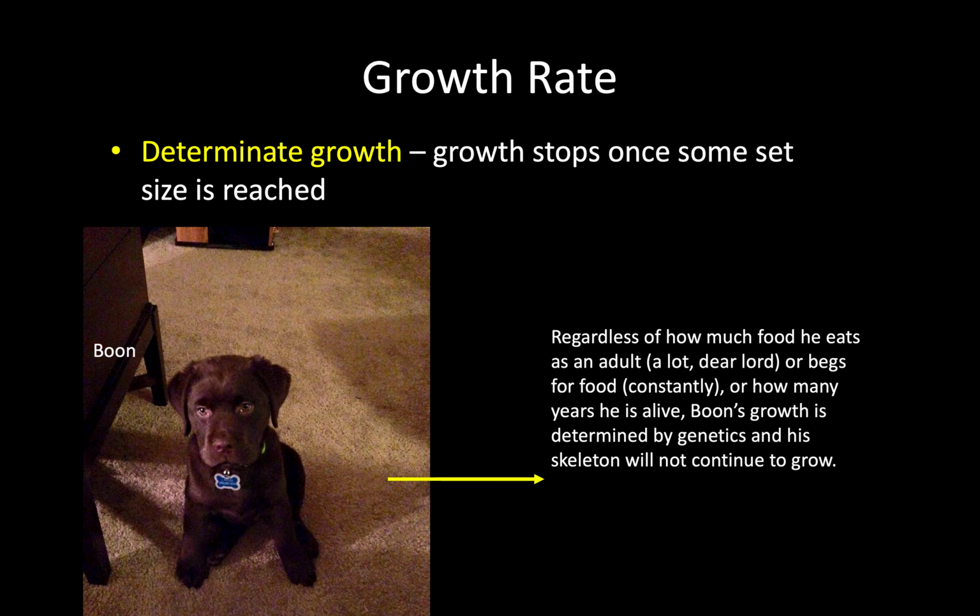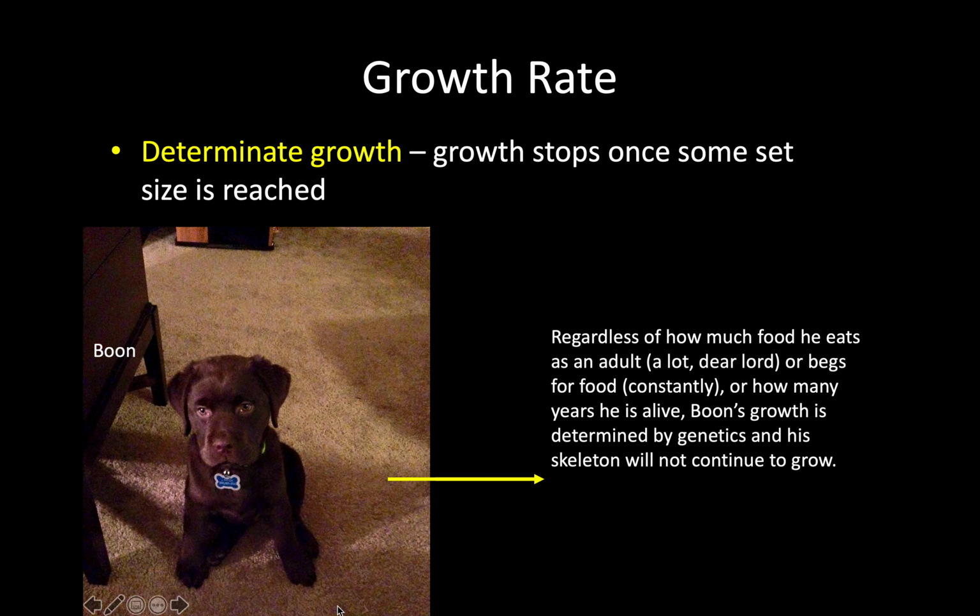Okay, so growth rate. There's different types of growth present. All right, so there's first determinate growth. This is the more common type. This means that growth stops once some set size is reached. Certain genes will turn off when you have reached a certain size or a certain age.